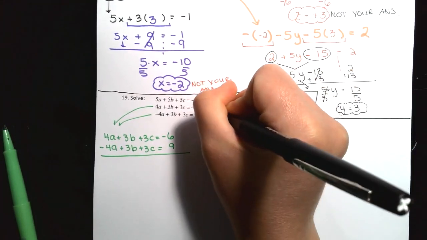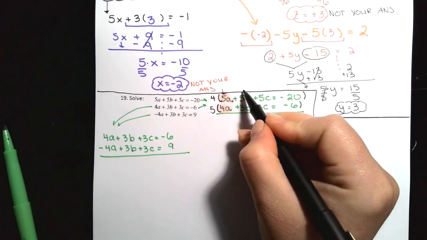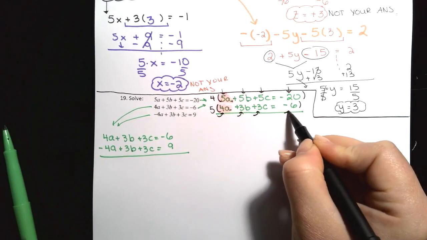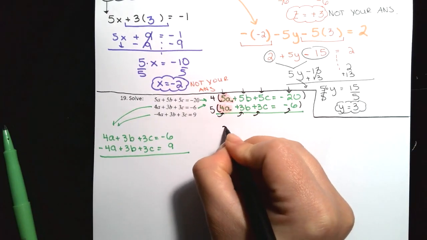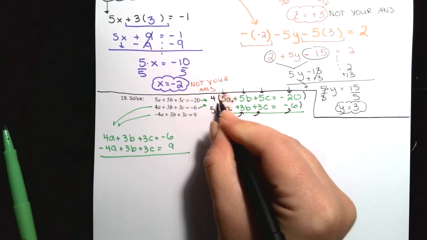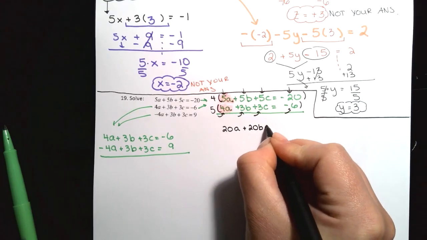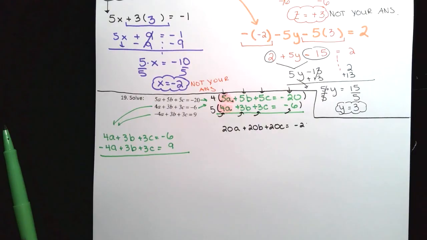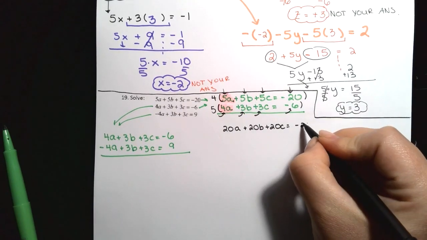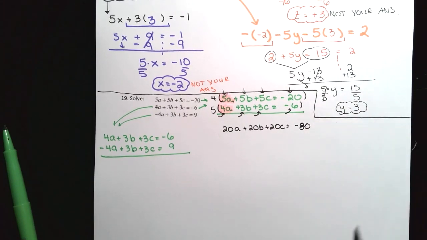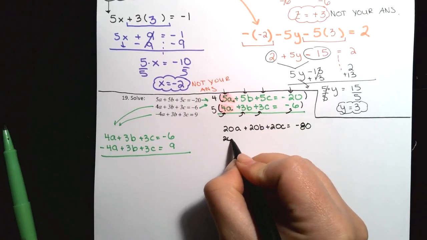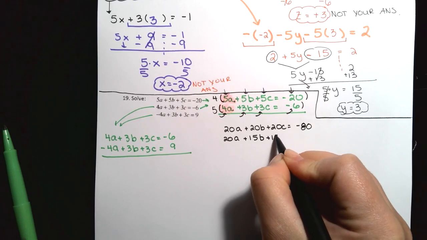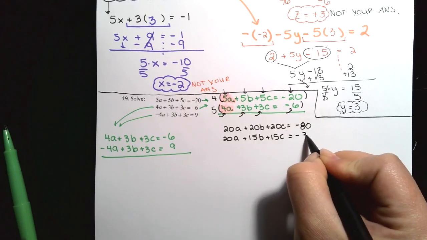Be careful when you're distributing. Every single term gets a multiplier of 4 and every single term gets a multiplier of 5 on the bottom one. So we get 20a plus 20b plus 20c equal to negative 2. Oh, just kidding. Almost forgot. Negative 80. Here on the bottom, we get 20a plus 15b plus 15c is equal to negative 30.